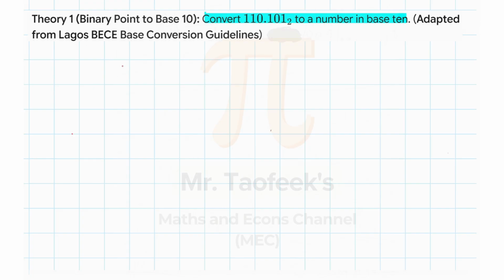All you have to do is write out the numbers 110.101. We want to convert these to a number in base 10. We label the whole part as 0, 1, 2, and for the fractional part, you add the power to the fractional part, starting from -1, -2, and -3.